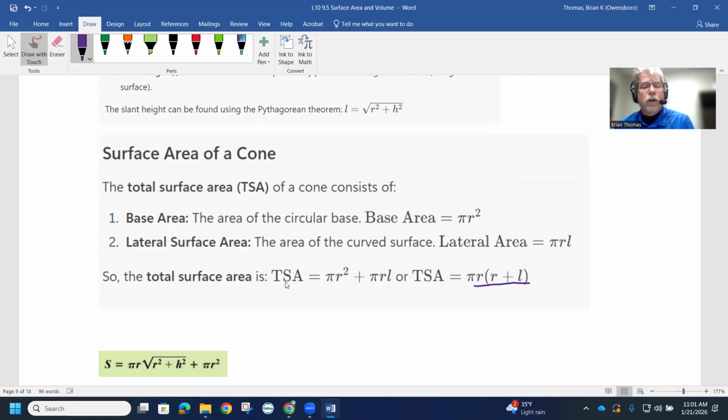Notice that they're saying total surface area. A lot of times our book simply says S for surface area, or sometimes I like to use SA for surface area. But in your problems, they may just be using S to represent the total surface area.